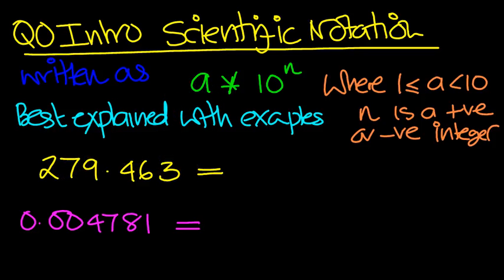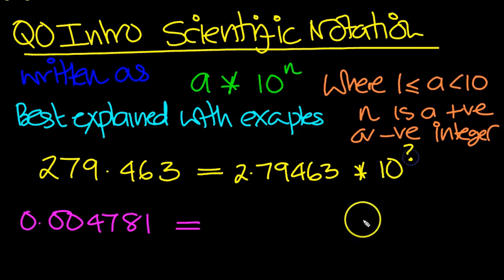Let's have a look at the first one, shall we, and see how we'd write this one in scientific notation. Now we want a number between 1 and 10, so can you see that the 2.79 is between 1 and 10, isn't it? So that's where we want the decimal point to be, don't we? So let's just write that down: 2.79463.